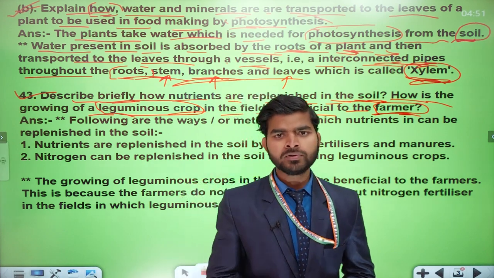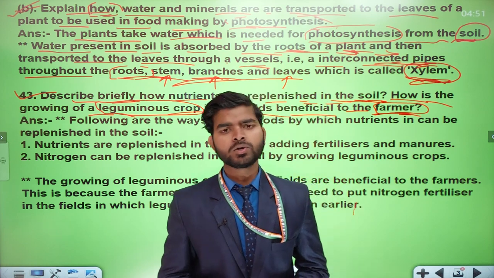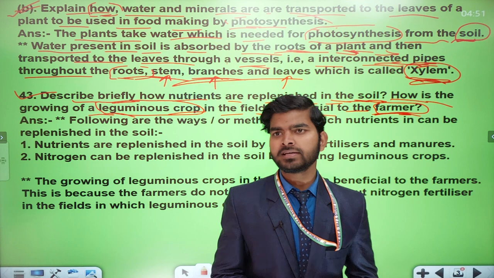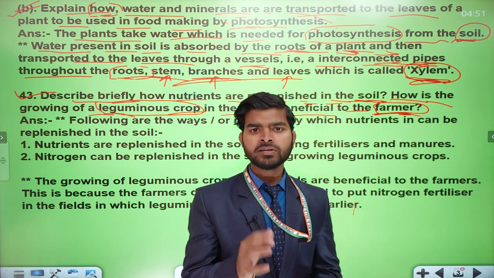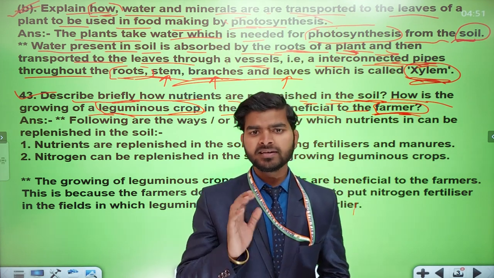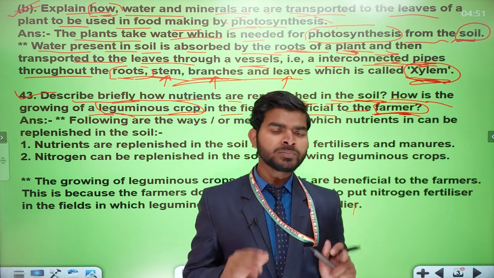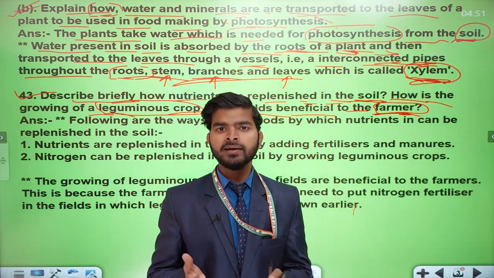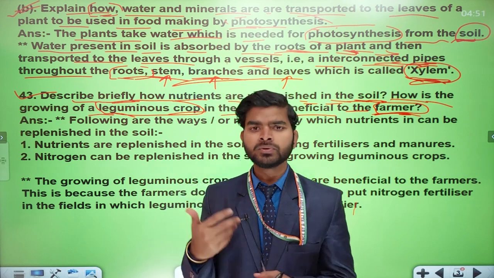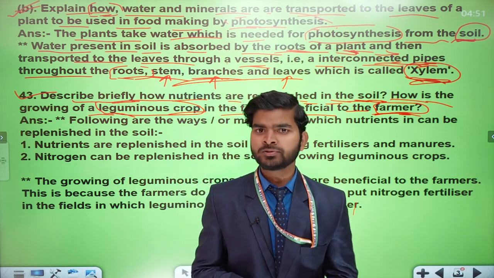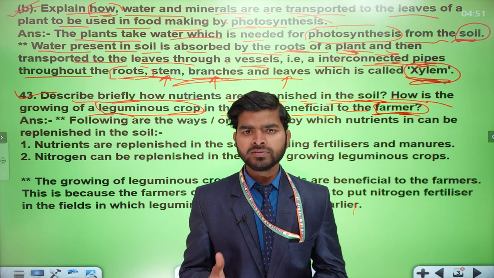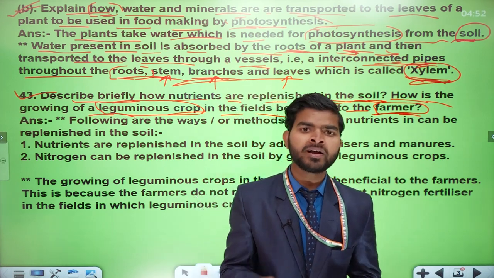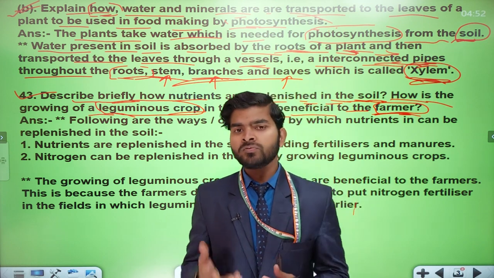All right, how are you thinking that leguminous crops can replenish the soil nutrients? Actually, the root nodules of leguminous crops contain a bacteria named rhizobium bacteria, and this rhizobium bacteria takes nitrogen from the soil and converts it into nitrogen compounds. So in this way, the nitrogen requirement of the soil can be fulfilled by leguminous crops. So in this way, this crop can be helpful or useful for the farmers.